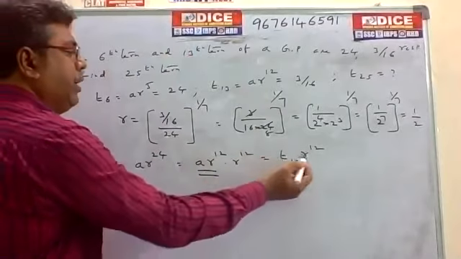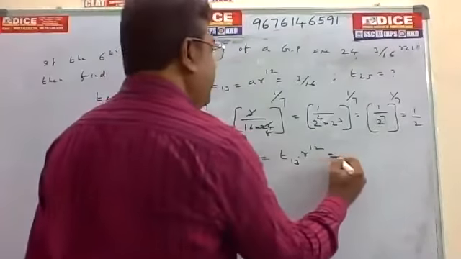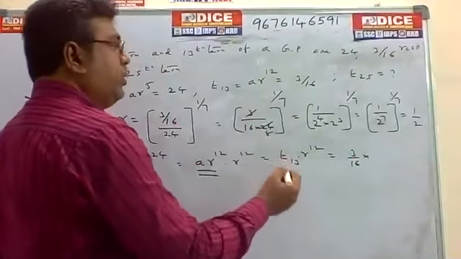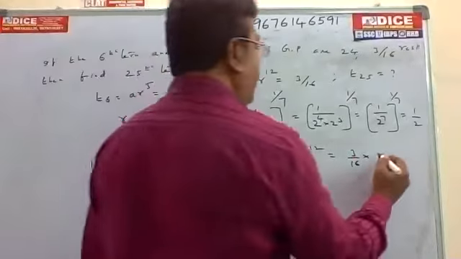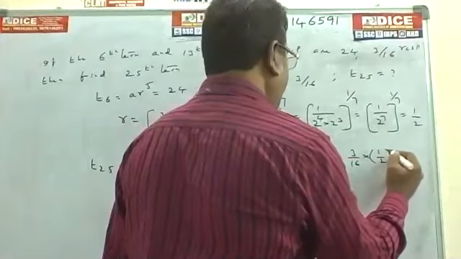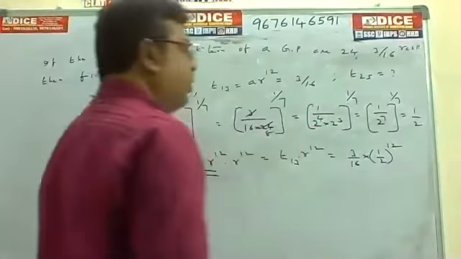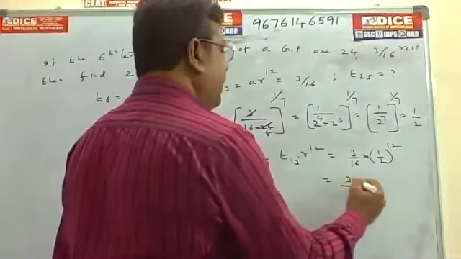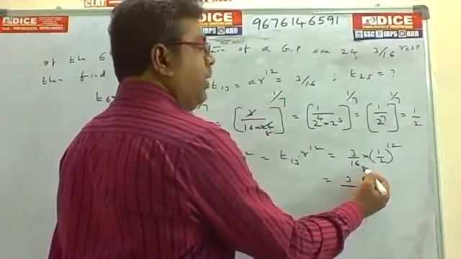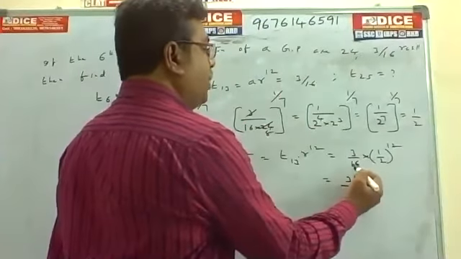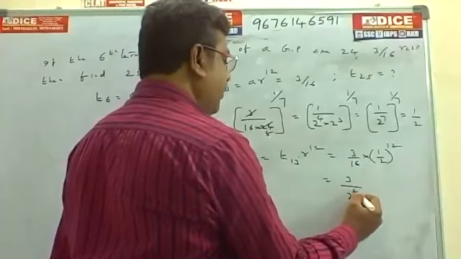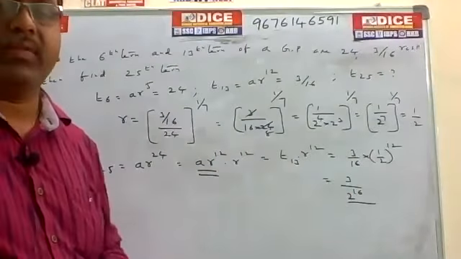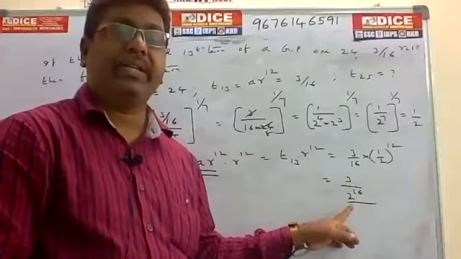What is the value of T13? T13 is equal to 3 by 16, into the value of R, which is 1 by 2, whole to the power of 12. So finally the answer is 3 by 2 to the power of 4 into 2 to the power of 12, so 2 to the power of 4 plus 12, which is 2 to the power of 16. So the final answer 3 by 2 to the power of 16 is the correct answer.